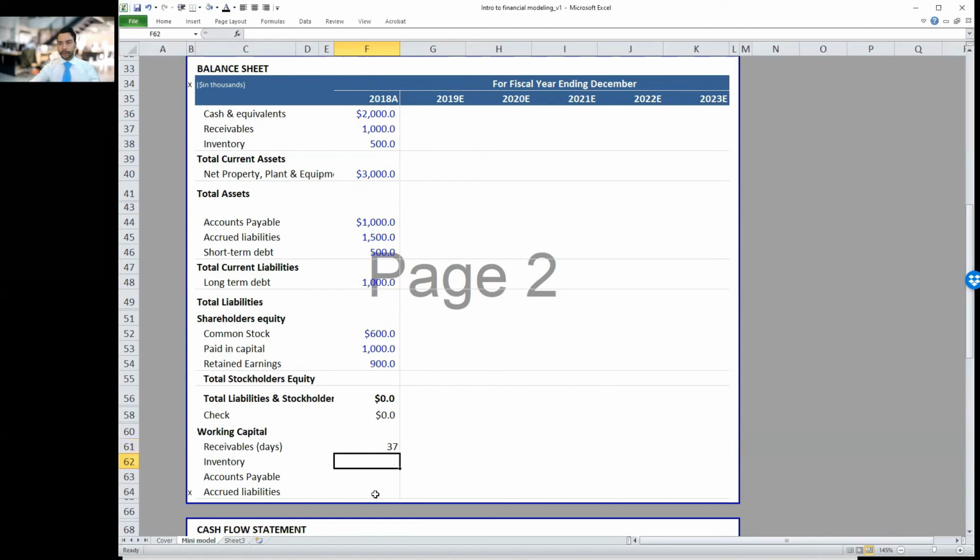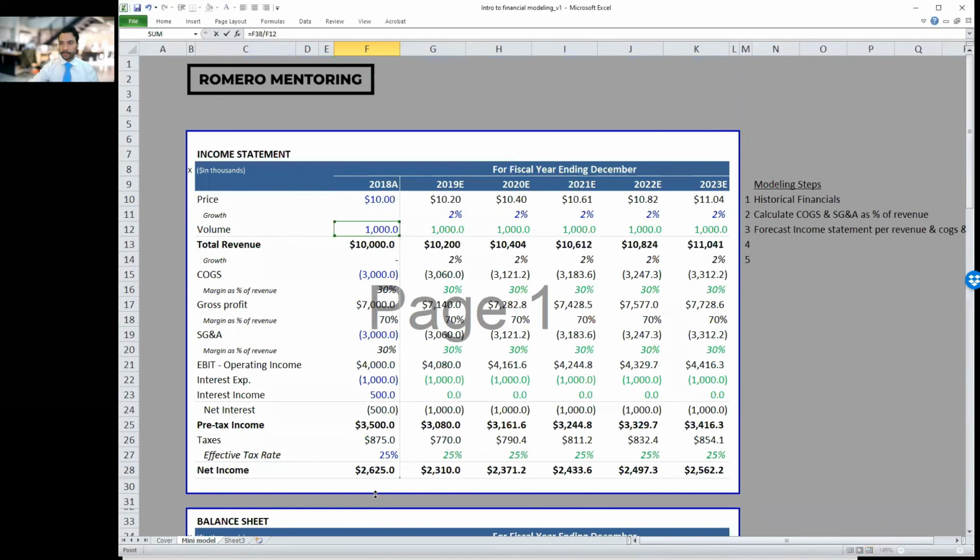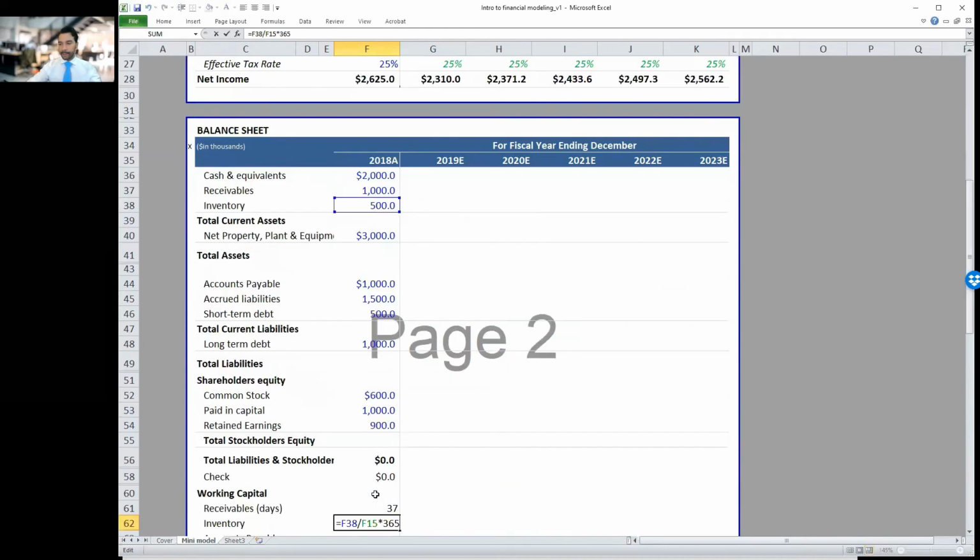Let's go ahead with inventory. So for inventory, we're going to do equals. Take your inventory from current assets, divide it by your cost of goods sold, and multiply by 365. Why 365? Because that's how many days there are in a year. And of course, we want this number to be absolute, so we're going to put the ABS function. And there you go, 61 days.